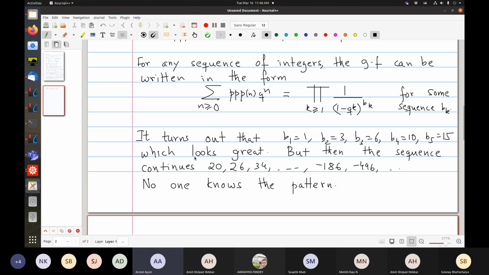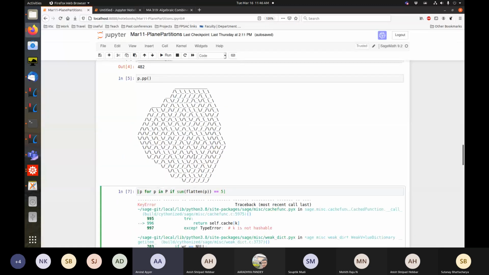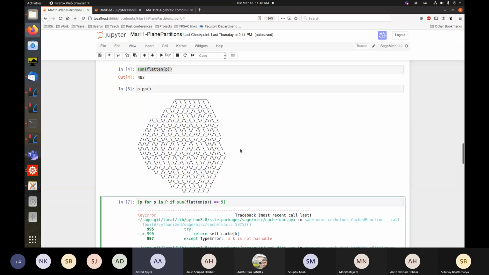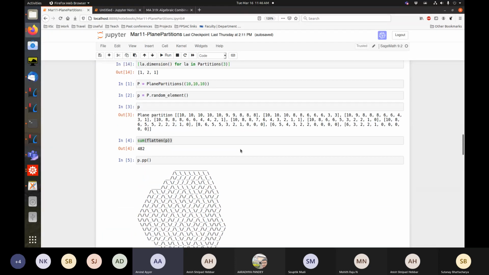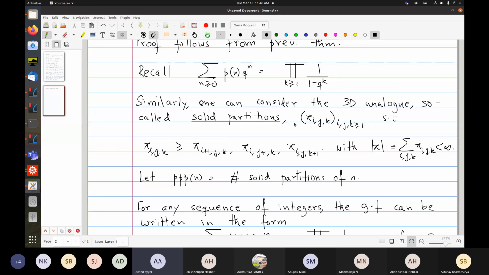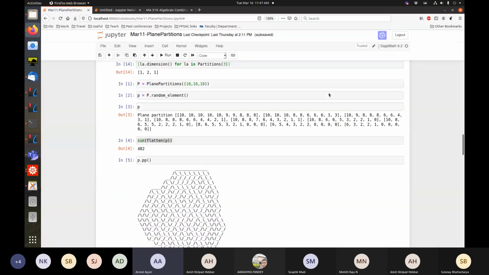Oh, right. Before I go there, I wanted to show you some Sage code. So you can try to verify this generating function by computing for small numbers. If you want to look at all plane partitions of size at most 10, you can take a 10 by 10 by 10 box and look at all plane partitions in there.